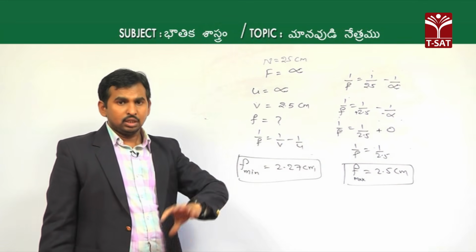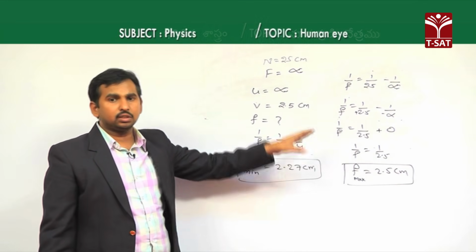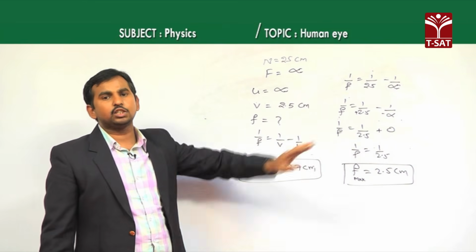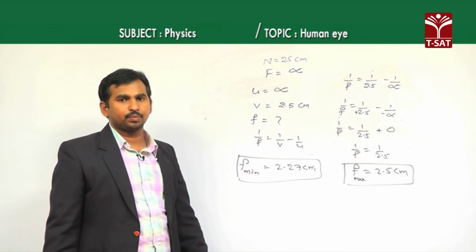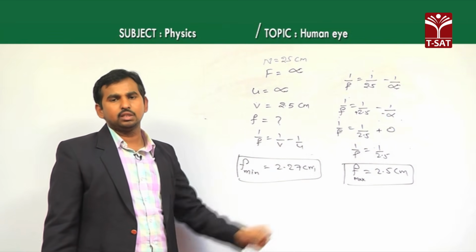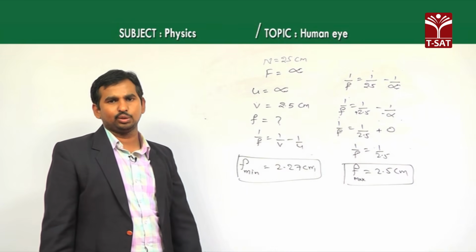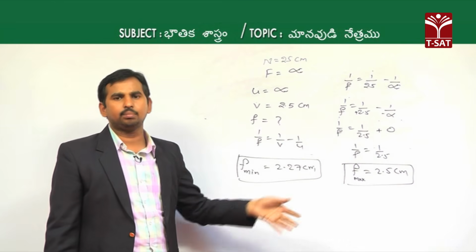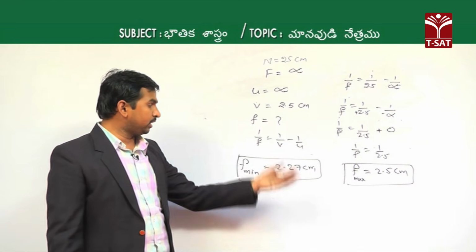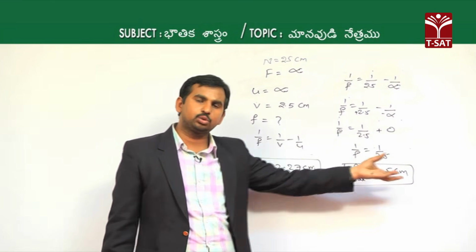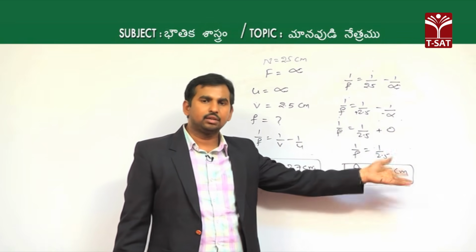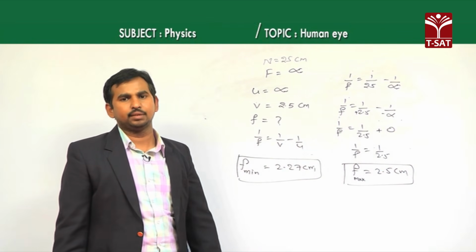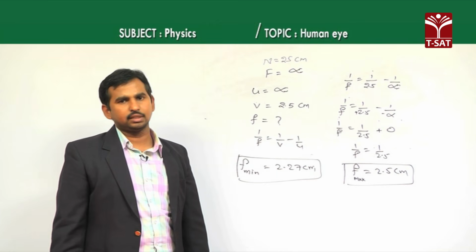Okay. So, this adjustment of the focal length by our ciliary muscles, this we call as accommodation of eye lens. The adjustment of focal length by the ciliary muscles to extend from 2.27 centimeters to 2.5 centimeters, that arrangement only we call as accommodation of eye lens.